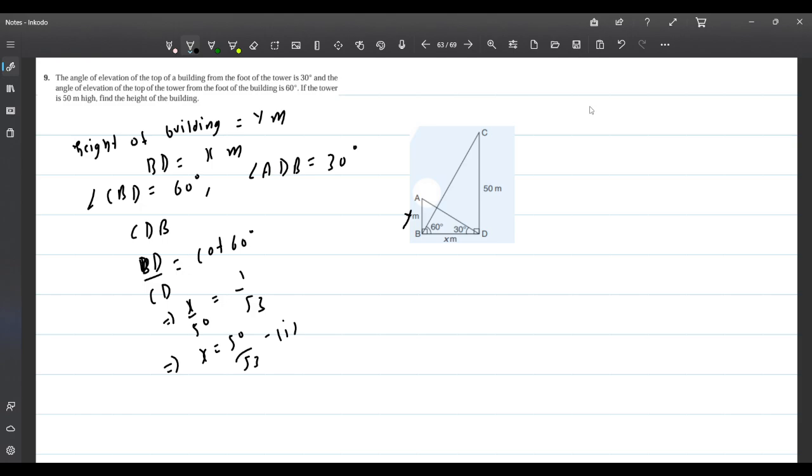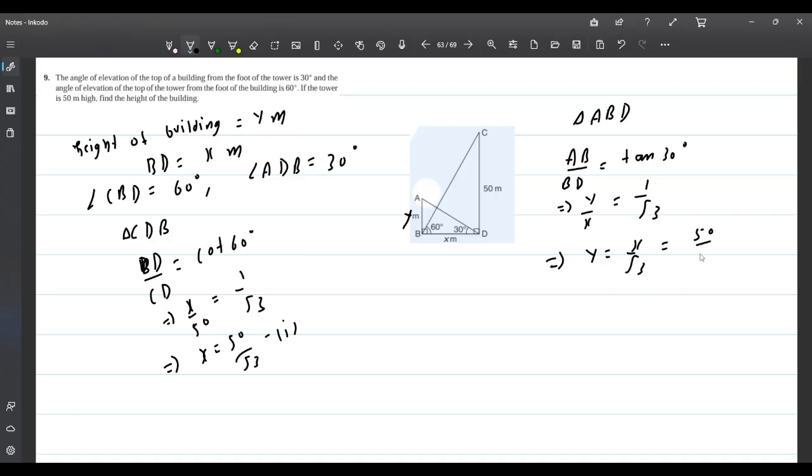Now in a triangle ABD. So this is equal to AB upon BD which is equal to tan 30 degree and this is equal to y by x which is equal to 1 upon root 3 and this is equal to y is equal to x upon root 3 and अभी अपन ने x की वैल्यू निकाल ली थी 50 अपॉन रूट 3 इंटू रूट 3 इज इक्वल टू 50 अपॉन 3 so this is equal to y is equal to 50 upon root 3 so this is equal to 16 into 2 by 3.